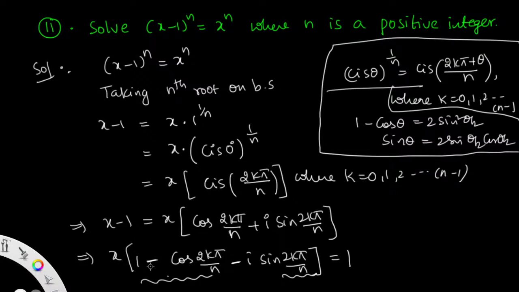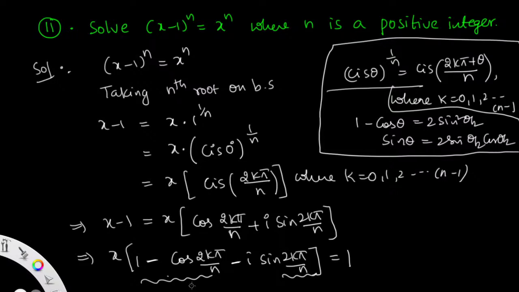x minus 1 equal to x into (cos of 2k pi by n plus I sin 2k pi by n). So that is cos 2k pi by n plus I sin 2k pi by n. Next, taking x common, x into (1 minus cos 2k pi by n minus I sin 2k pi by n) equal to 1. It is in the form of 1 minus cos theta, that is 2 sin square theta by 2, and sin theta is 2 sin theta by 2 cos theta by 2, in simplified form.